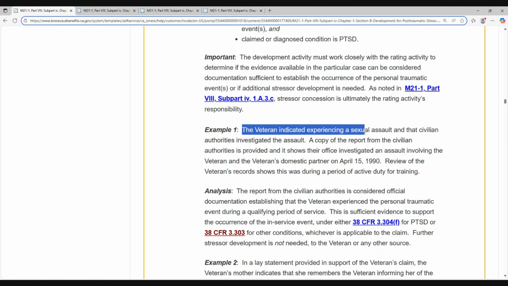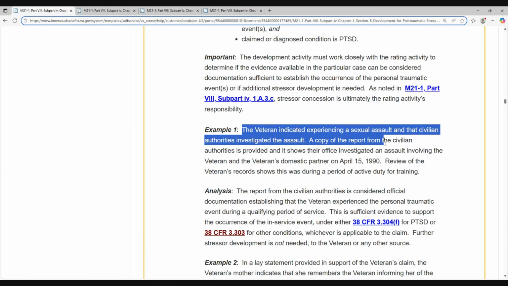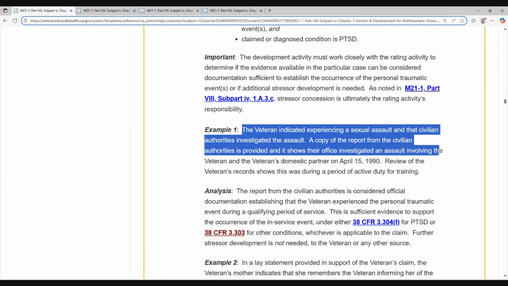The veteran indicated experiencing a sexual assault and that civilian authorities investigated the assault. A copy of the report from the civilian authorities is provided and it shows the official investigation, an assault involving the veteran and the veteran's domestic partner on April 15th, 1990. Now, this example is very important because the origination of the person on person crime doesn't have to be from service member to service member. Okay, keep that in mind. It can be pretty much anything.